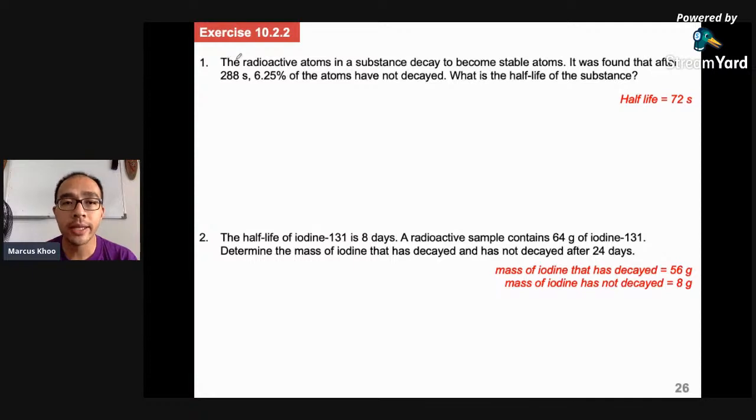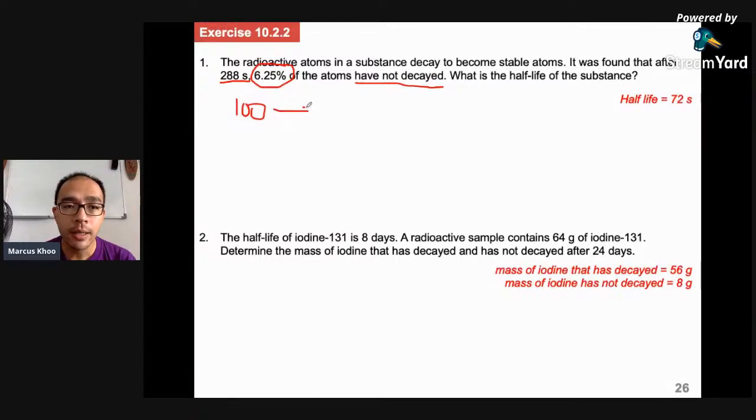The radioactive atoms in a substance decay to become stable atoms. It was found that after 288 seconds, 6.25% of the atoms have not decayed. Meaning the balance is 6.25%. Whenever you have percent, we always start with 100%. So, let's do half-life.